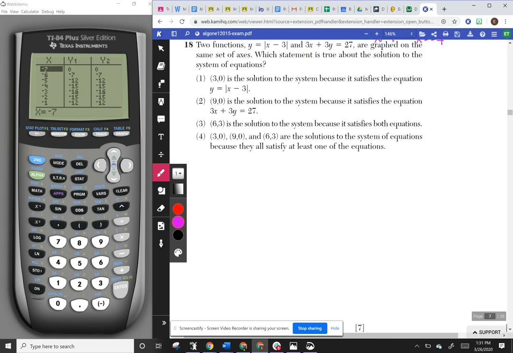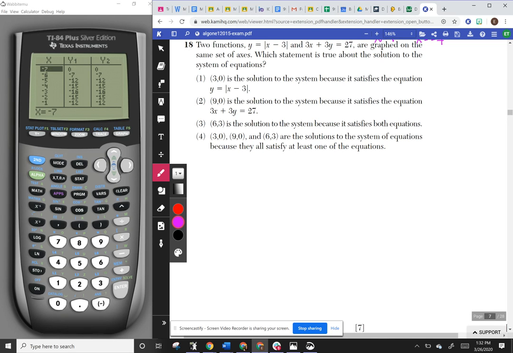All right, 18, two functions. We got y equals the absolute value of x minus 3. That's going to be an absolute value function. And 3x plus 3y equals 27, which is going to be linear, are graphed on the same set of axes. Which statement is true about the solution to the system of equations?